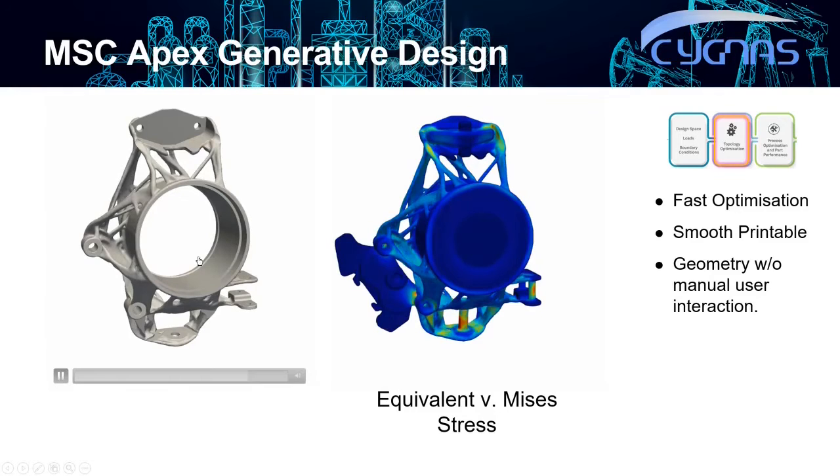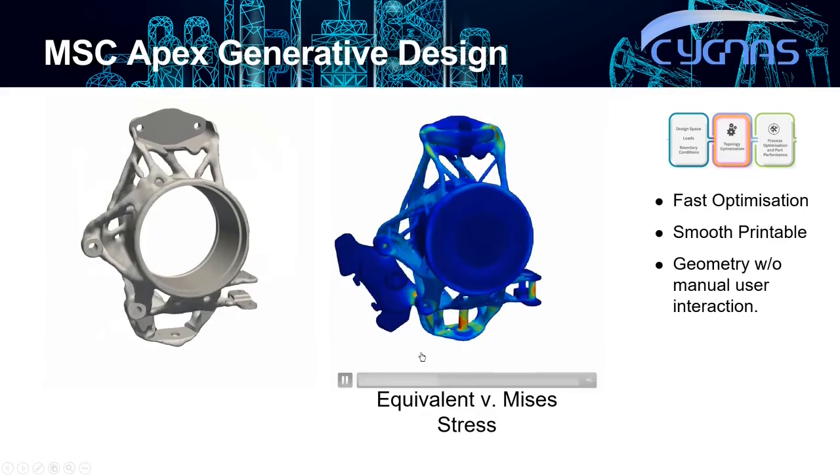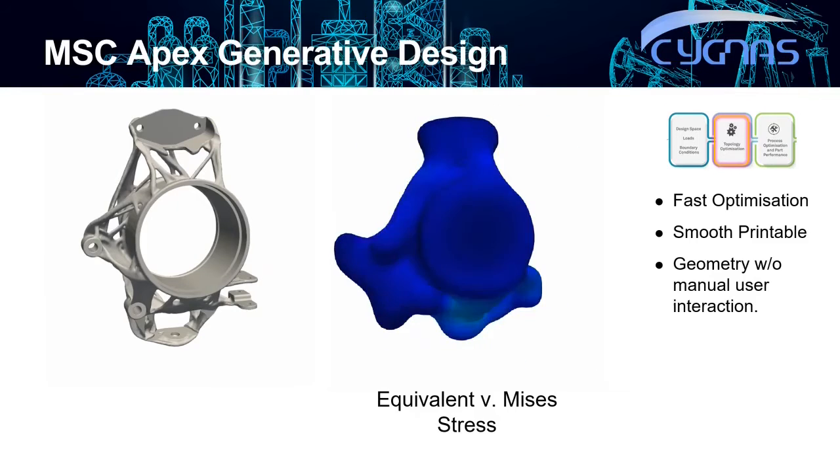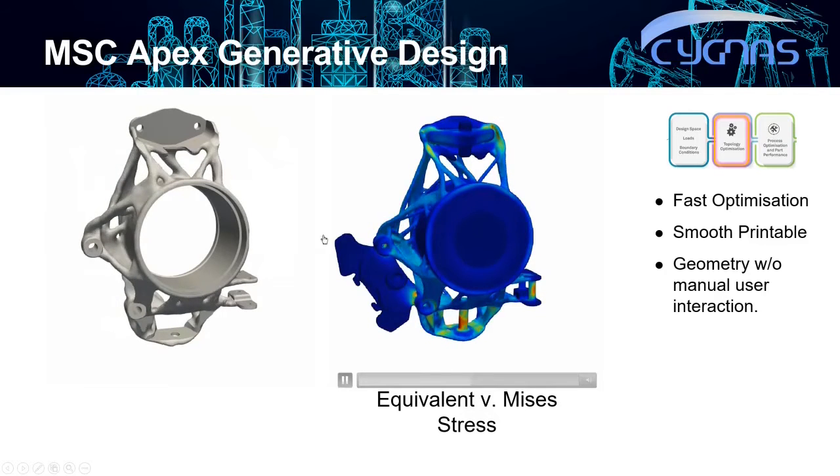Here we have an example of an MSC Apex design where you can start off from a very rough geometry and then get a final, very robust design in terms of your stress profile, not just your stiffness. It's one of the fastest and easiest to use. People can be trained in a couple of days to be able to do that.